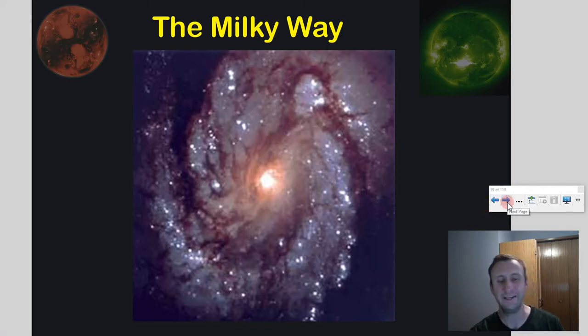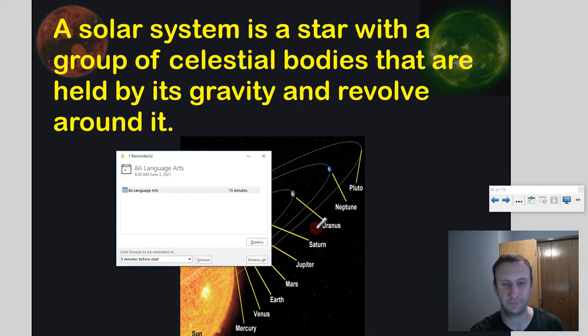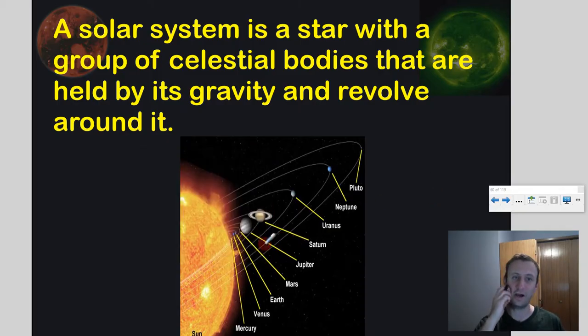So the Milky Way is the galaxy that we are in, which is a spiral galaxy. Our solar system is a star with a group of celestial bodies that are held by its gravity and revolve around it. So we have a star and then a bunch of planets moving around that star. For example, we have the sun, which is our star, and the planets in our solar system are orbiting around the sun.